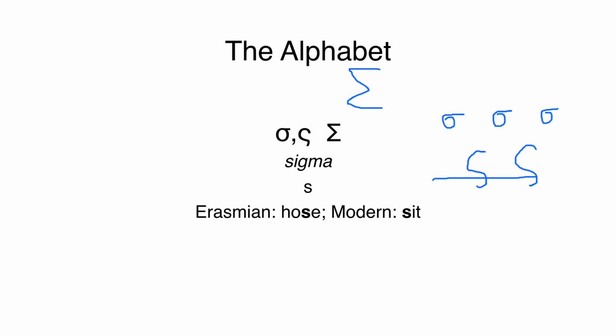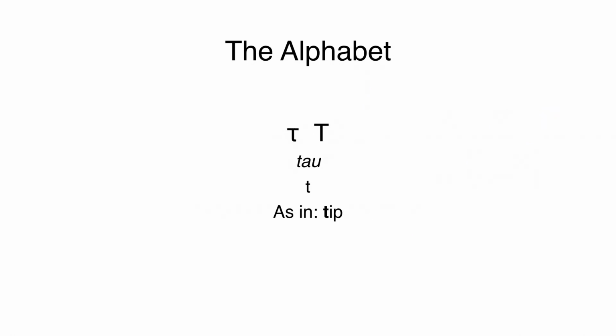In the Erasmian pronunciation, sigma is pronounced with a z sound, as in hose. In the modern pronunciation, it's more of a straightforward S sound, as in sit. So that's sigma. Next we come to tau, or tav.